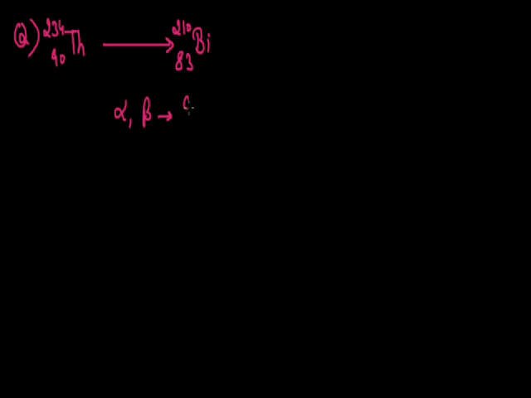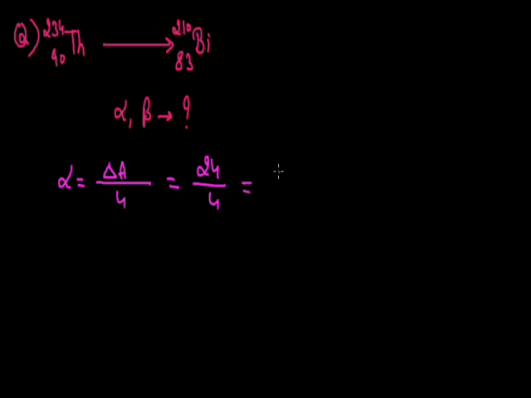Now, let's apply this information on a different problem. Suppose a question is provided to us with a starting nucleus thorium, which has atomic number 90 and mass number 234. Due to radioactive disintegration, it is converted into bismuth with atomic number 83 and mass number 210. Now, we are asked to calculate the number of alpha and beta particles. The number of alpha particles equals the change in mass number divided by 4, and here the change in mass number is 234 minus 210, which is 24, divided by 4.